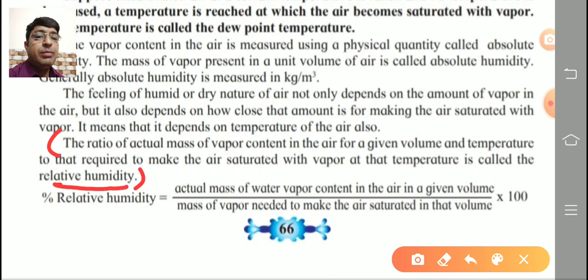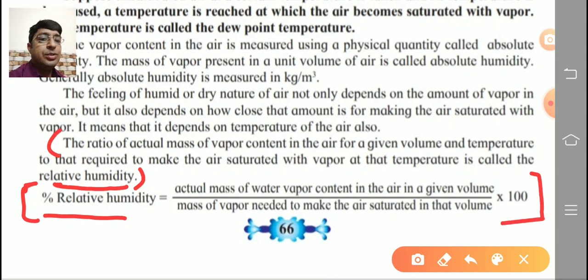Next, what is meant by percentage relative humidity? So the formula is given: percentage relative humidity is equal to the actual mass of water vapor contained in the air in a given volume divided by the mass of vapor needed to make the air saturated in that volume, multiplied by 100. So this is the formula of percentage relative humidity.